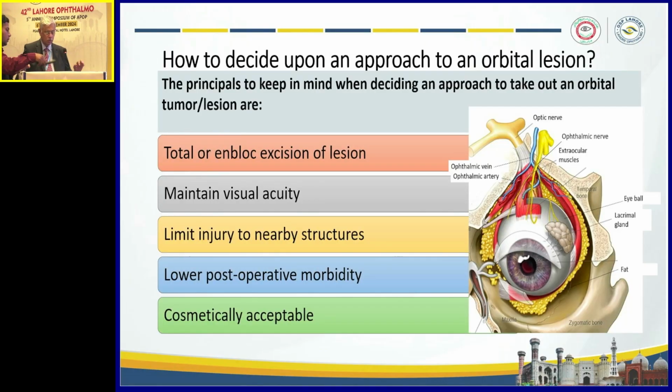So then, how to decide on an approach to an orbital lesion? The principles to keep in mind when deciding an approach to take out an orbital tumor or lesion are: to take a total or en bloc excision of the lesion, maintain visual acuity, limit injury to the nearby structures, lowest post-operative morbidity, and cosmetically acceptable.